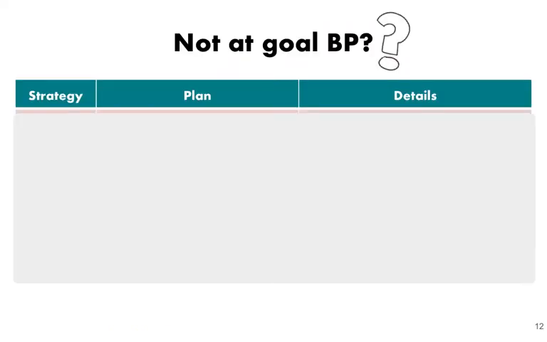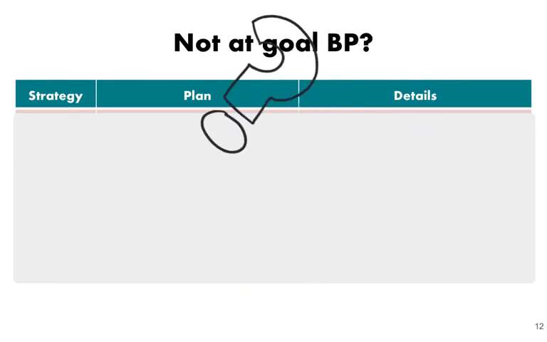So what does happen when the patient isn't at goal? The patient seems to be adherent with their diet and exercise. They seem to be taking their medication properly. So what is to be done?